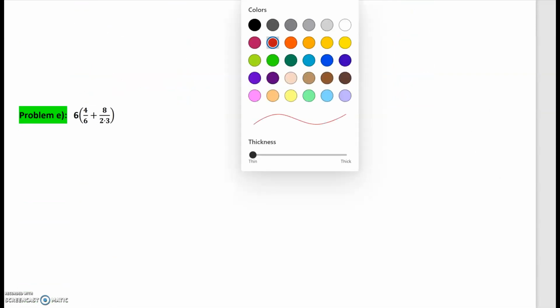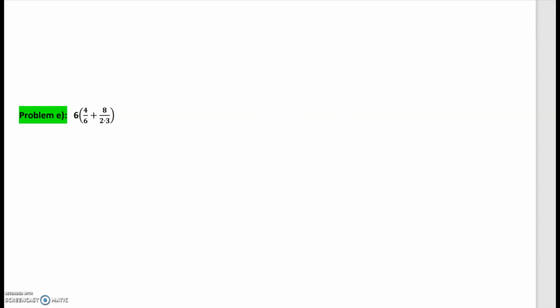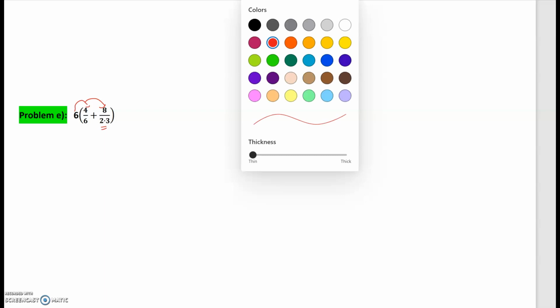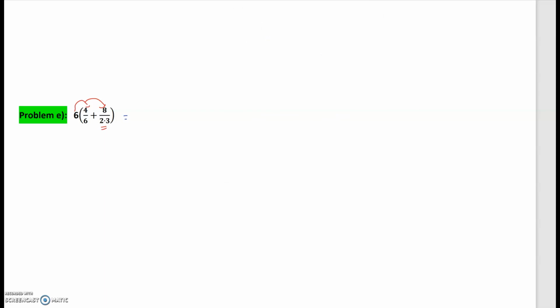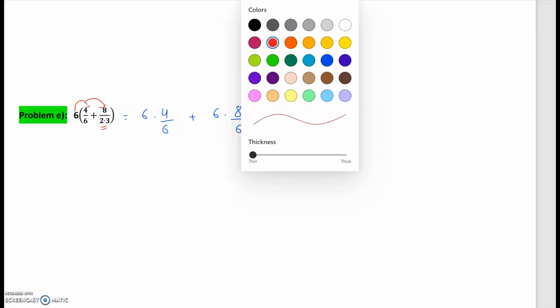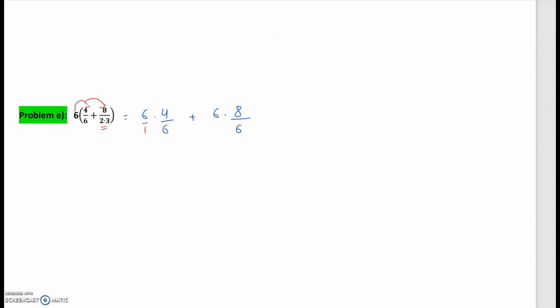And in problem E, what we could do here is apply the distributive property. Notice that that's going to be a 6, so multiply the 6 times each of these values. And don't reduce yet because they're going to cancel. So you would have 6 times 4/6 plus 6 times 8 over 2 times 3, which happens to be 6. So notice that on this particular one, that is over 1, but the 6's cancel, the 6's cancel. So all of your fractions cancel out, and we're left with 4 plus 8, or 12.